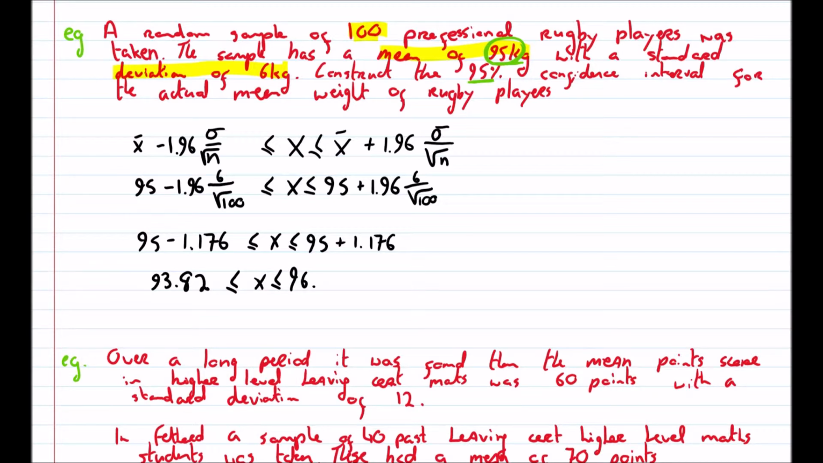and 96.176. So what I'm saying there is, based on my sample and finding that my sample had a mean of 95 kg, the actual mean of professional rugby players should be between 93.82 kg and 96.17 kg. Just notice here, it's the exact same as the other confidence interval of population proportion, except I'm using the standard error of a mean, which is standard deviation over root n.